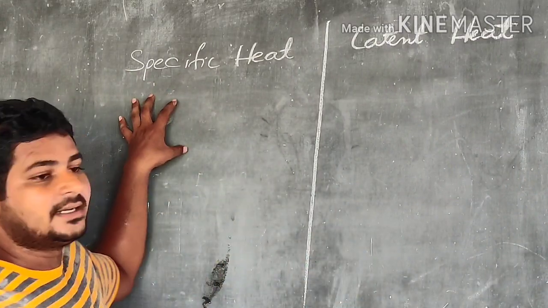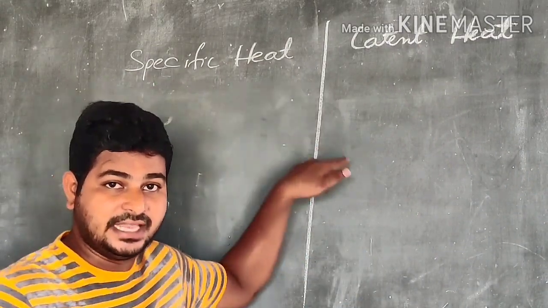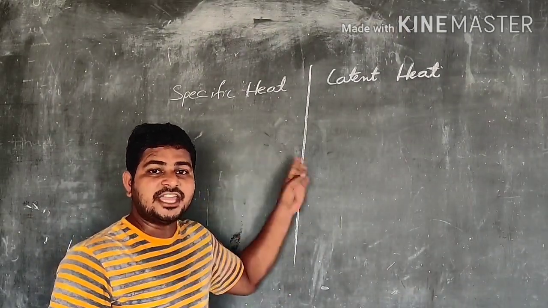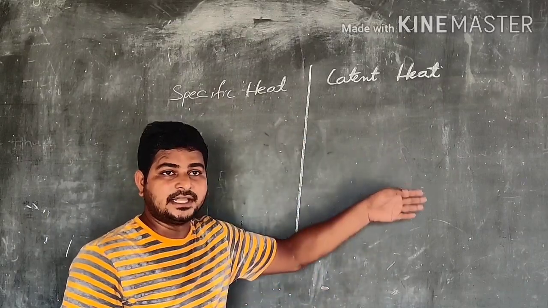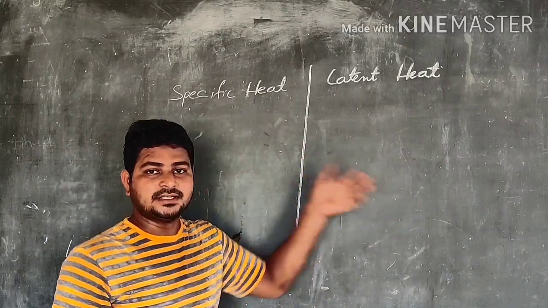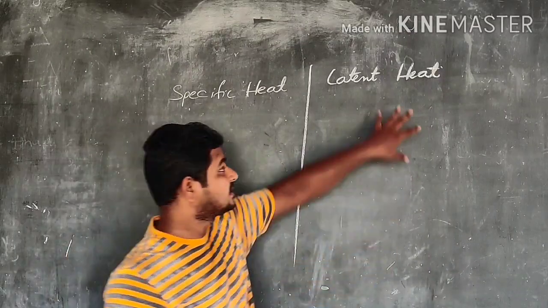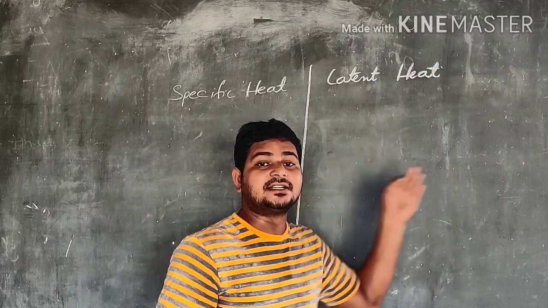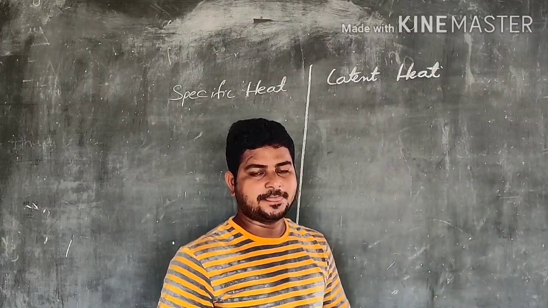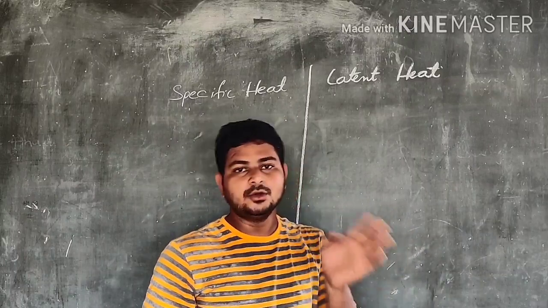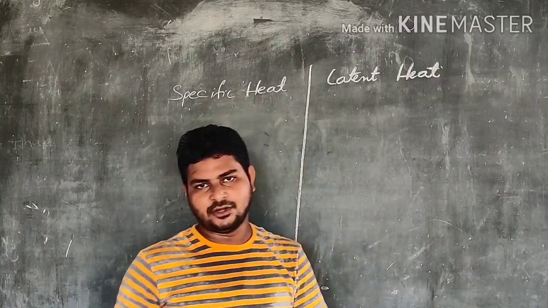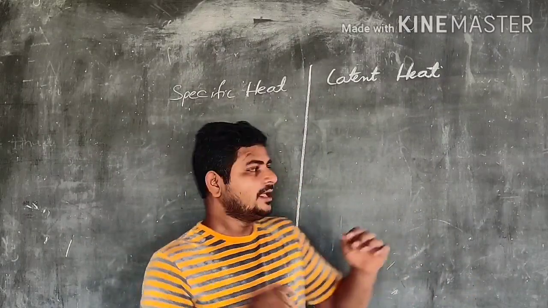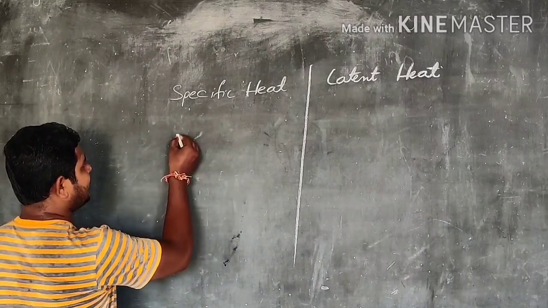So let me make it clear. Specific heat is the amount of heat required to raise the temperature of unit mass of a substance through 1 degree Celsius. Whereas latent heat is the amount of heat required to change the state of unit mass of a substance. That is from solid to liquid or liquid to gaseous state, or that may be the reverse phenomena, gaseous state to liquid state to solid state again. Okay, so that is about specific heat.